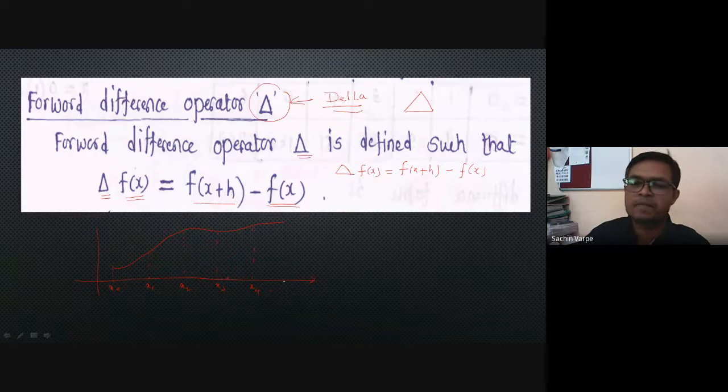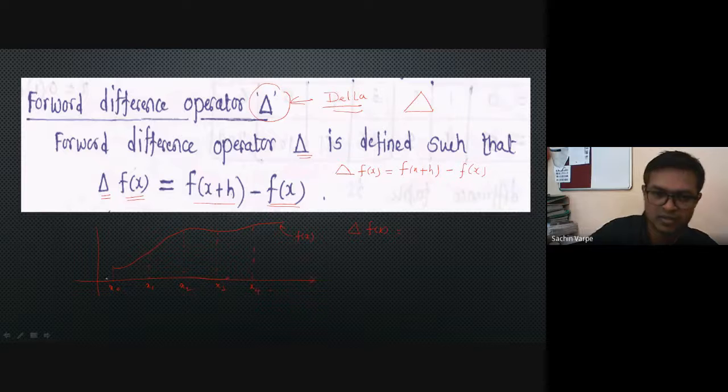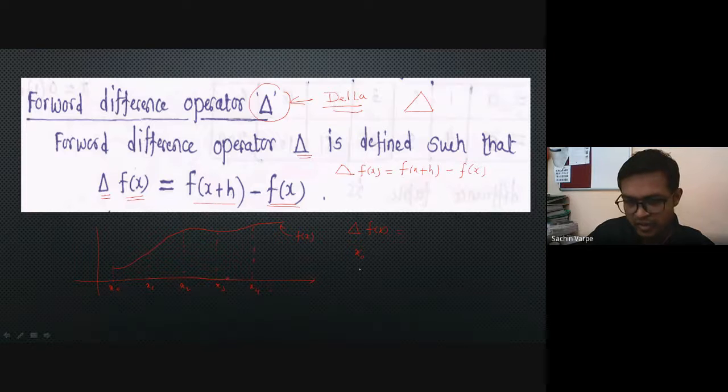And so, okay, what does this mean? This is the graph of f of x. When I operate delta onto this f of x, what does it mean? Delta of f of x is f of x plus h. If we start from x naught, then x naught plus h. h we can say is the step length.